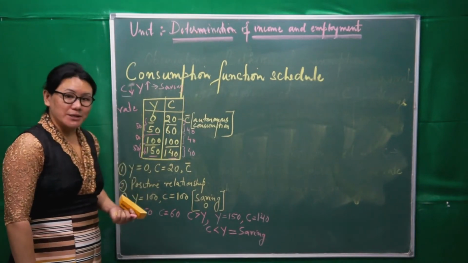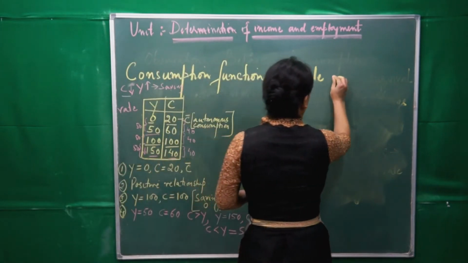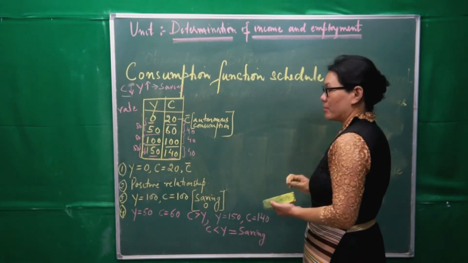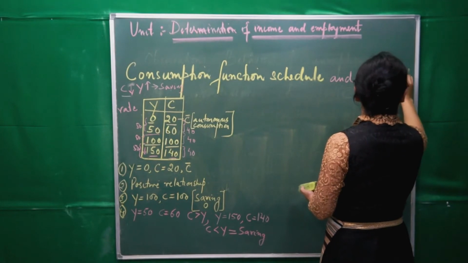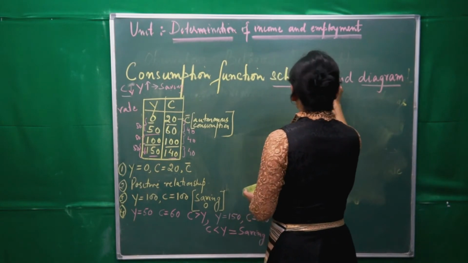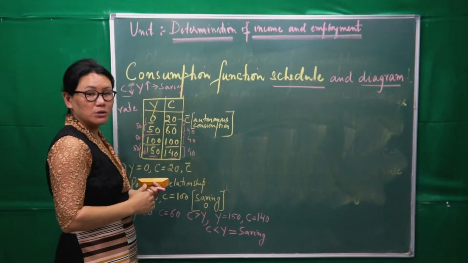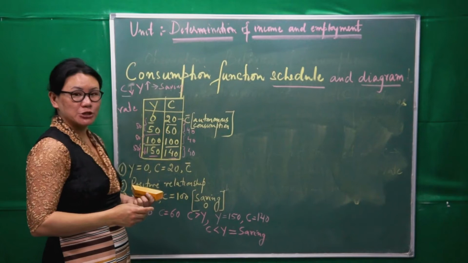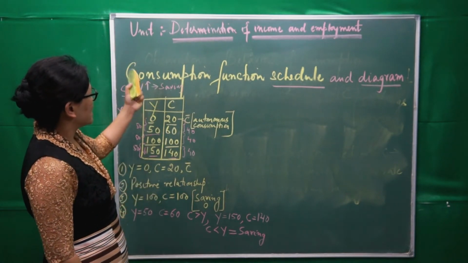On the basis of it, we will see the consumption function diagram. All right. Now we will go for the diagram. I'm going to use the same schedule, and on the basis of it, we'll draw the consumption function. Is that clear? The first one is, what is this?